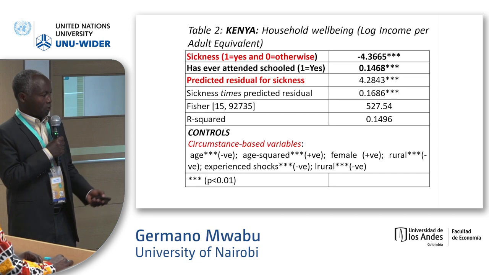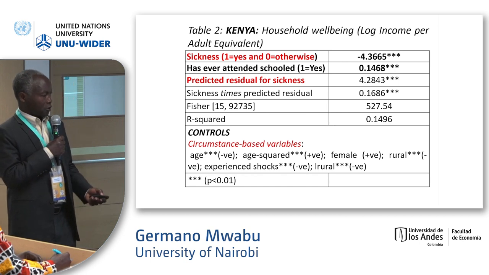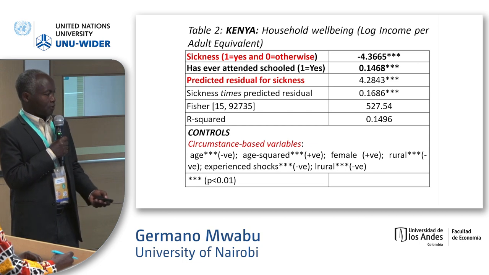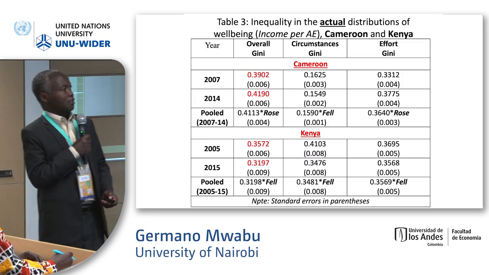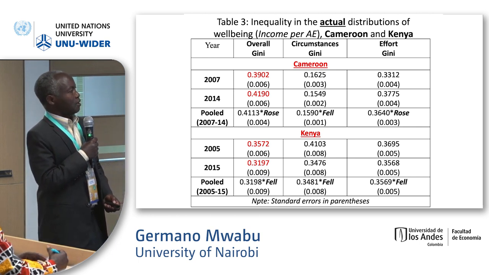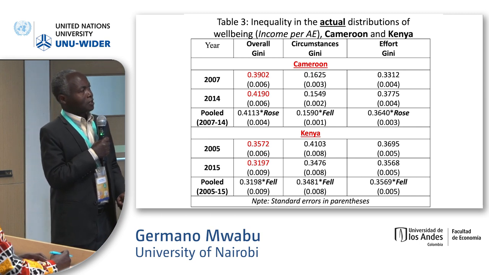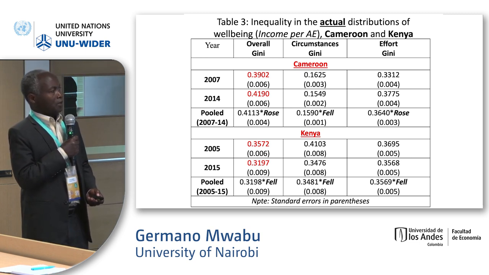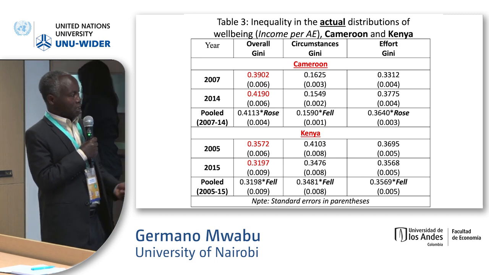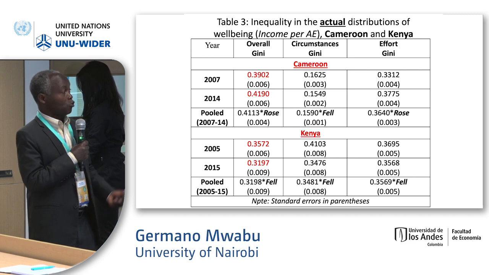And circumstance variables also affect income the same way as we saw in Cameroon. The age effect is U-shaped, and now the shocks, which are basically drought and so on, have negative effects on household income. Now, in this table, we look at the inequality in the actual distribution of well-being with income. Now, some people may ask, why are we saying actual? And actually, these are estimated relationships. It's simply because of the property of these linear models, that the mean for predicted income is the same as what we observe in the data.